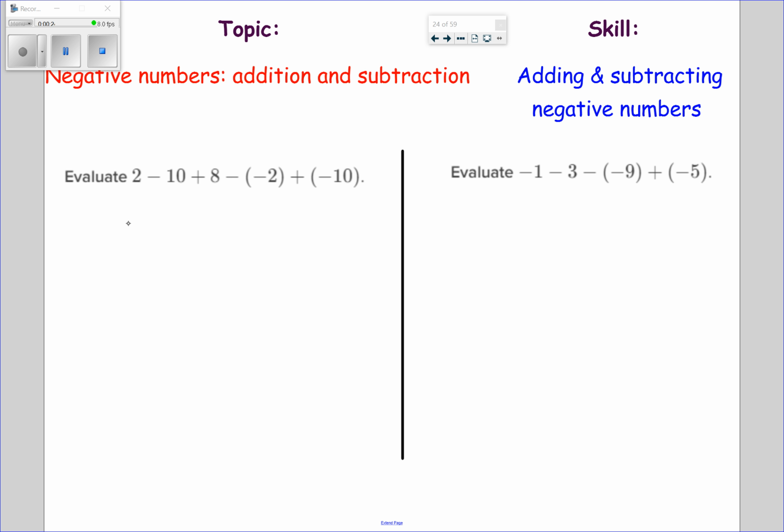So I would rewrite this expression as 2 minus 10 plus 8. Minus negative 2, I would rewrite as plus 2, and I would finish it off with plus negative 10. Now I don't have any of the double negatives that really mess me up.